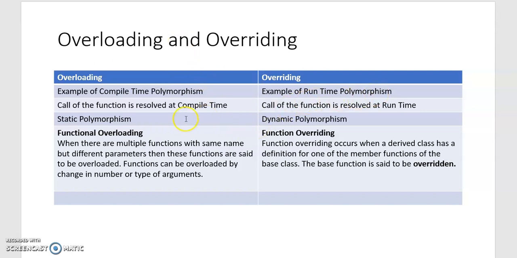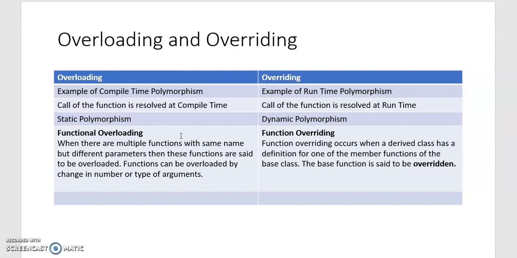Now, the call of the function is resolved at compile time in one case and at runtime in the other. This is an example of static polymorphism and this is an example of dynamic polymorphism. Function overloading can be equated to this statement: when there are multiple functions with the same name and different parameters, then these functions are said to be overloaded. Functions can be overloaded by changing the number or type of arguments. Function overriding occurs when a derived class has a definition for one of the member functions of the base class. Like I said, leave is a function that exists in both the base as well as the derived class.